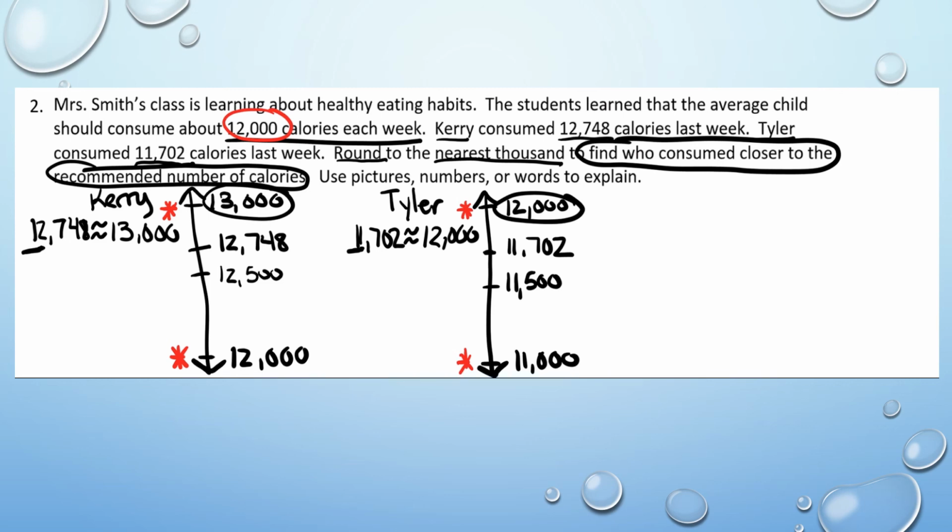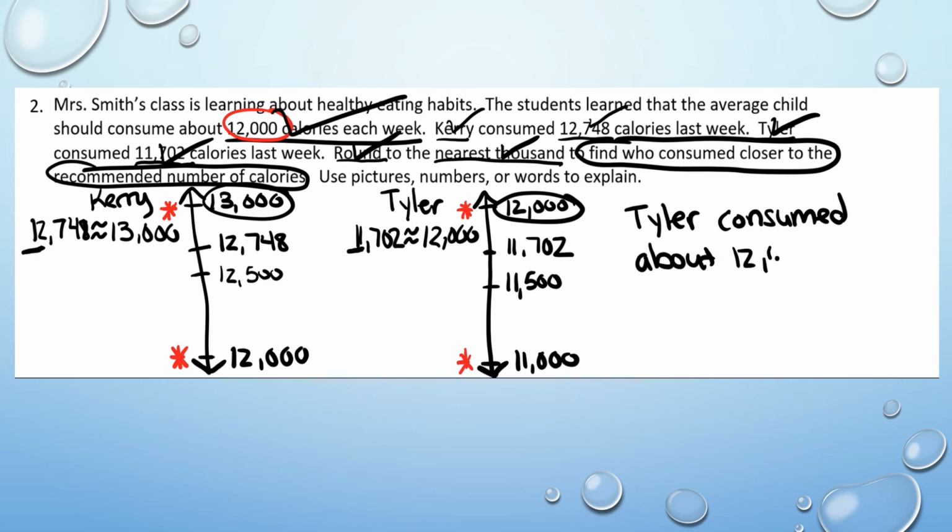Next, I'm going to look through my problem and make sure I did everything I underlined. I made sure that I used 12,000 calories as the recommended number. I used Carrie, I used Tyler, and I rounded both of their numbers to the nearest 1,000. So I did all of my steps, and now I have to write a sentence. Tyler consumed about 12,000 calories. I'm now done with my problem.